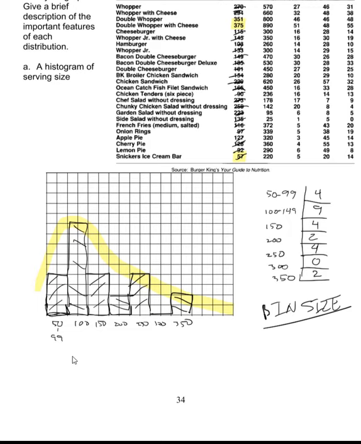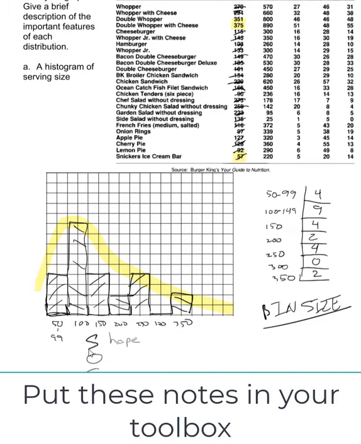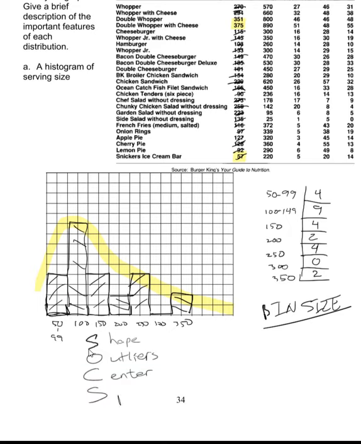And that follows the acronym SOX. SOX is our favorite acronym. You'll be using this on your first exam and on your homework. It stands for shape, outliers, center, and spread. And that is how you analyze this and answer the question about what kind of serving size am I getting if I go to Burger King.